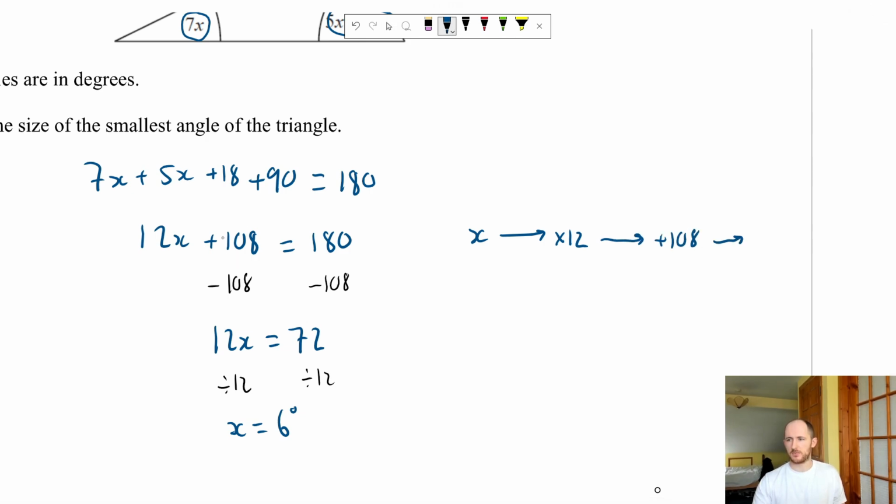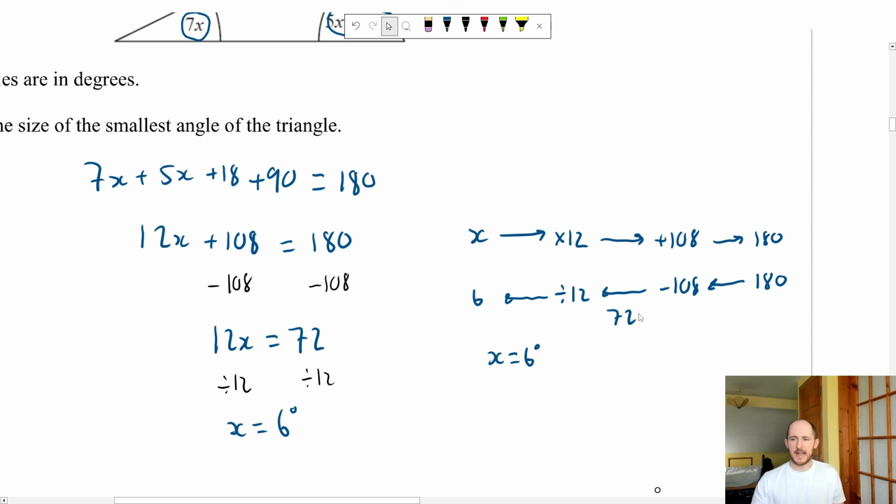And that gives me the answer of 180. So all we need to do is follow those steps in reverse. What's the opposite of adding 108? Well, it's taking away 108, which gives me the answer of 72. What's the opposite of timesing by 12? Well, it's dividing by 12. So I get 6. So x still equals 6. No matter which way you do it, it equals 6.